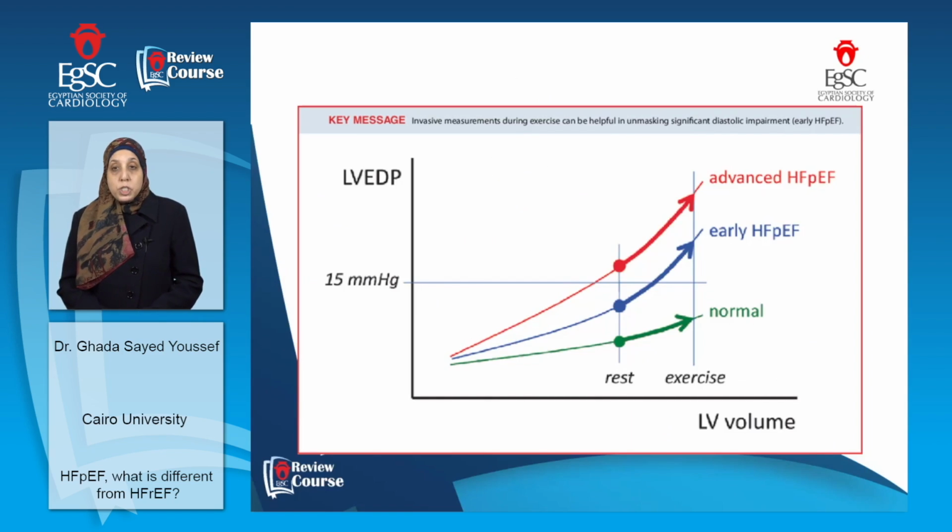This is the situation at rest and during exercise. We can see that patients with HFpEF have a higher left ventricular end diastolic pressure, as we said before, and this left ventricular end diastolic pressure goes even higher during exercise, and this explains the exercise intolerance in such patients.